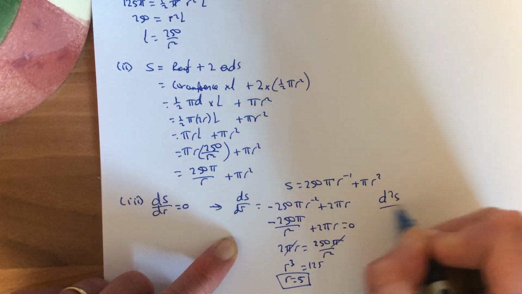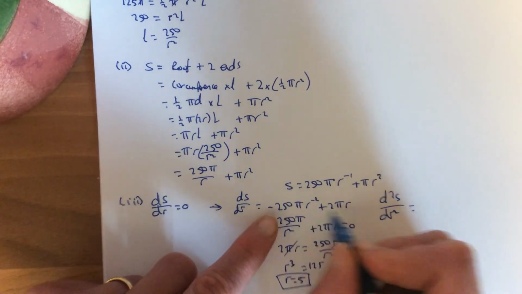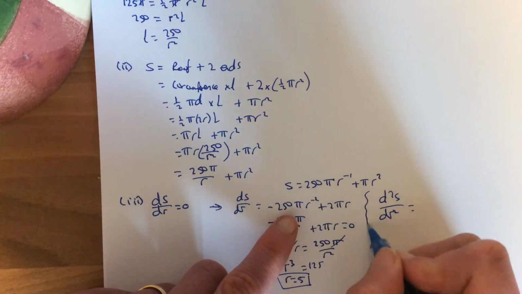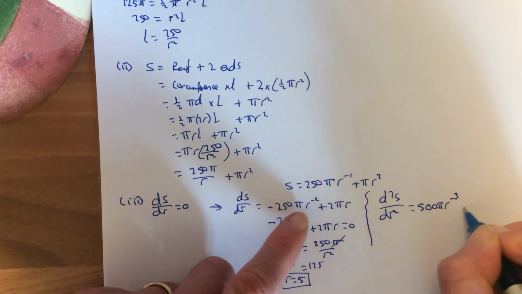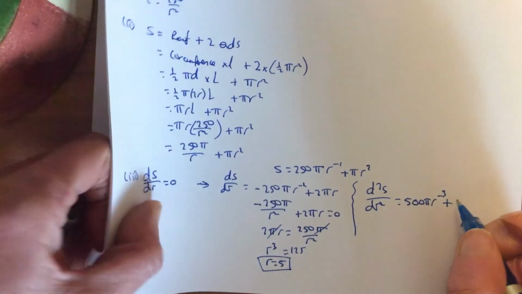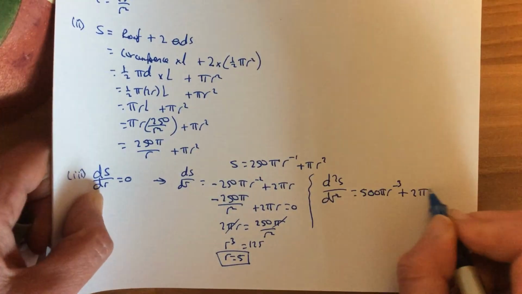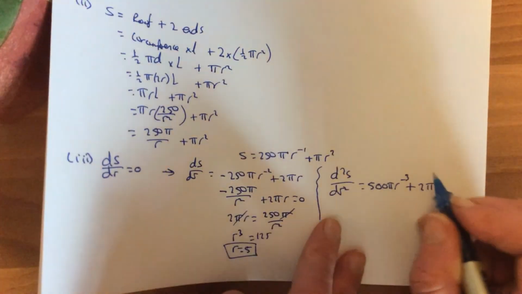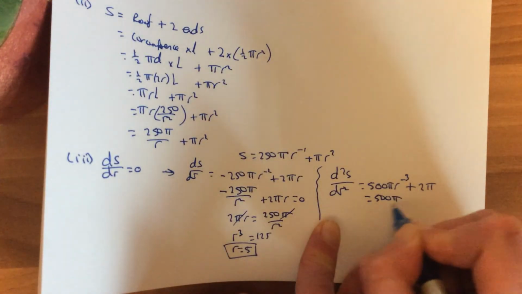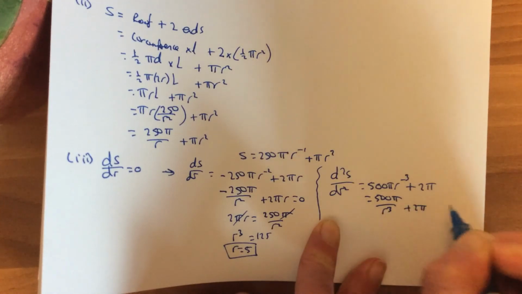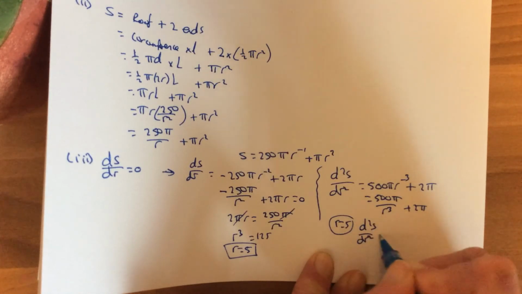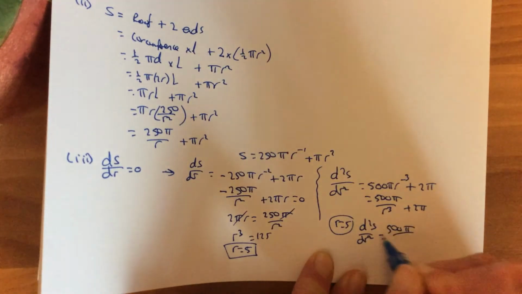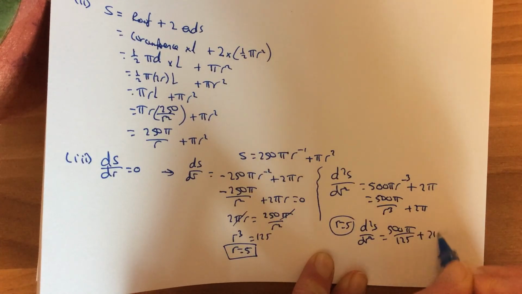Don't forget to find the second derivative. There's my first derivative, so just differentiate it again to get the second derivative. So that comes forward to give you 500 pi r to the minus 3 plus differentiating that gives you 2 pi. That tidies up to 500 pi over r cubed plus 2 pi. You know that r is 5. So your second derivative is 500 pi over 5 cubed, which is 125. That is a positive number, so it's a minimum.